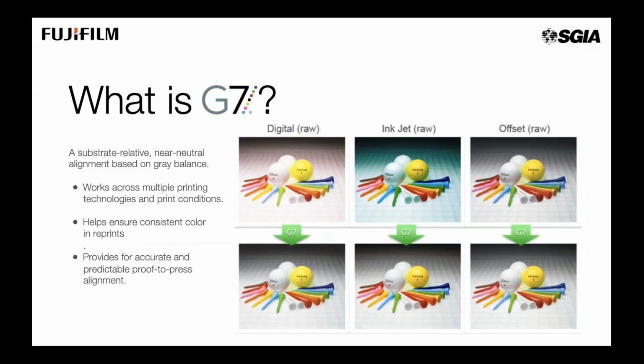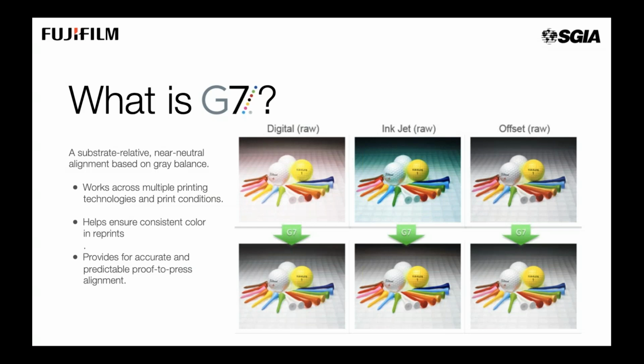So here's some other examples of that. We're showing here on the top row, the raw spaces of something before it's been calibrated. Once we align it to G7 on the bottom row, we see that we've got, again, that consistent, similar visual, near neutral alignment.